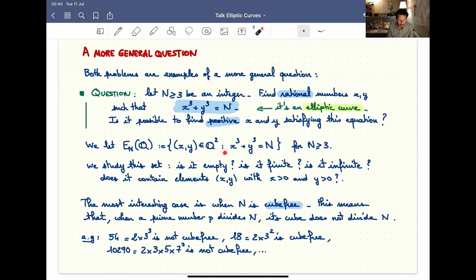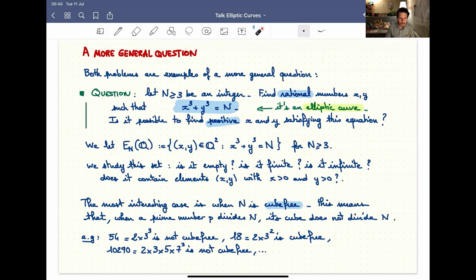And if it does contain some solution, how big is it? Is it a finite set or is it infinite? Does it contain any positive solutions with x and y positive? And plenty other questions, I guess. How big are the elements in there? We won't be able to discuss all those questions today, but I will try and explain some of the properties of this set of solutions.